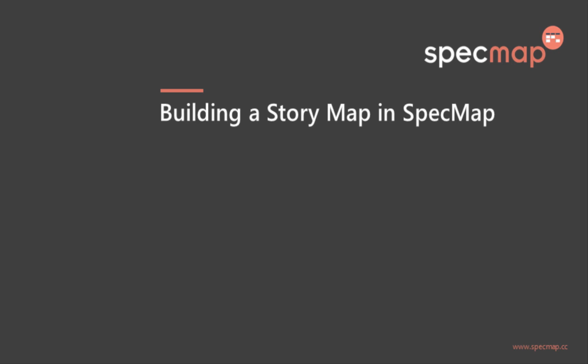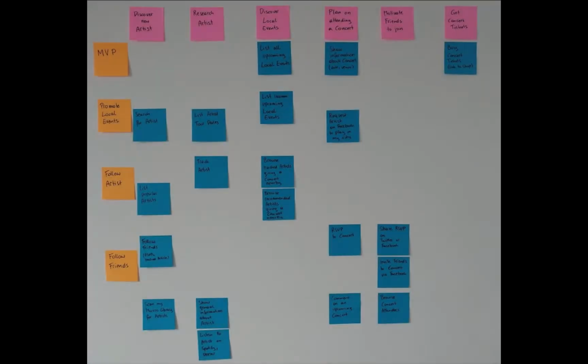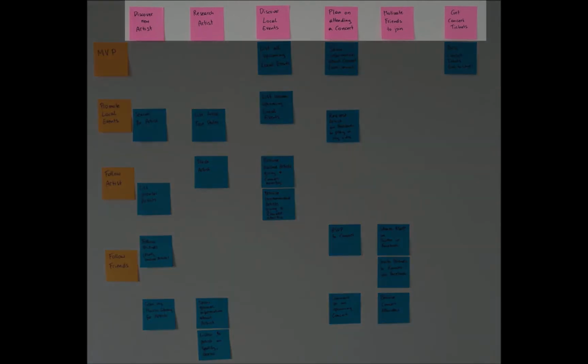This video covers the process of building a story map in SpecMap. I already have a story map created as part of a workshop that maps out the user journey for purchasing concert tickets. This is what the story map created during the workshop looks like. The user activities at the top represent the user's journey from first discovering an artist to buying concert tickets.